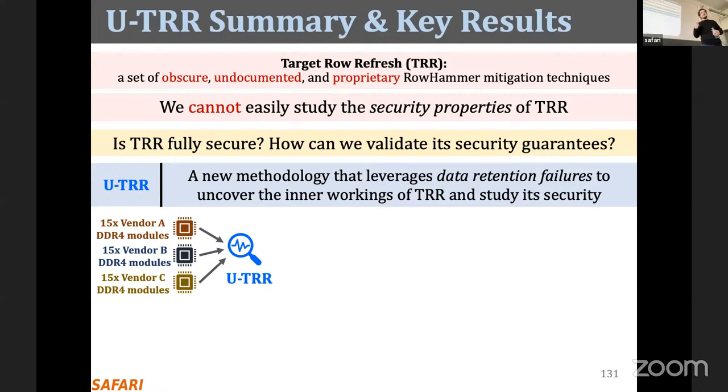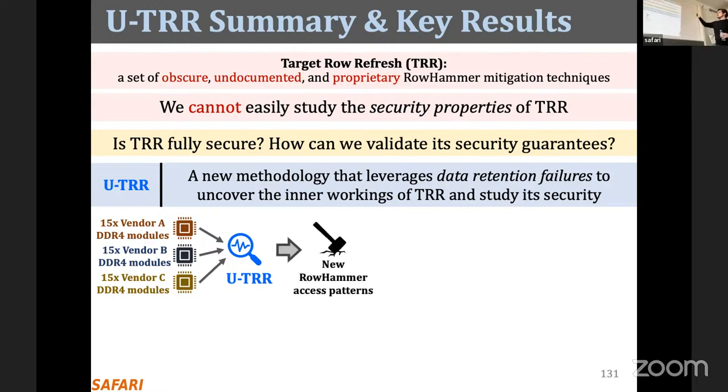So the key idea of this reverse engineering methodology is that you figure out a row was refreshed by a TRR mechanism by observing that retention errors have not occurred when they should have occurred in that DRAM. You activate some rows that you have chosen, and if they're sampled as aggressor rows by the mitigation technique, the TRR technique inside the DRAM chip will refresh some victim rows. If you know the retention profile for those victim rows, you can deduce if the TRR mechanism sampled your aggressor row as a real aggressor row. That key idea allows you to uncover a lot of details about the inner workings of these mechanisms.